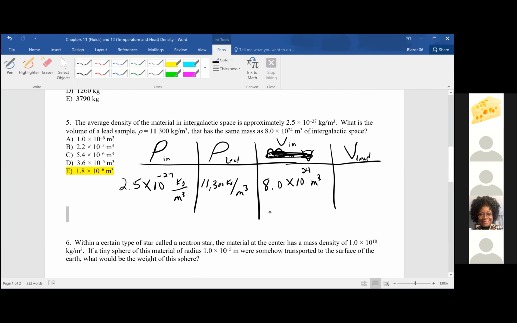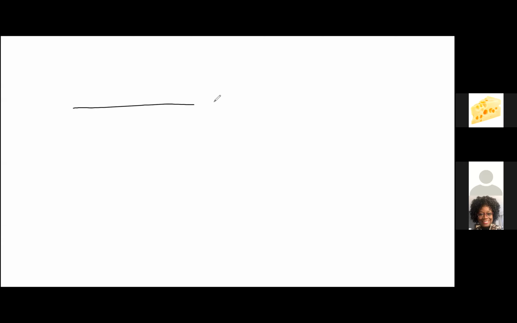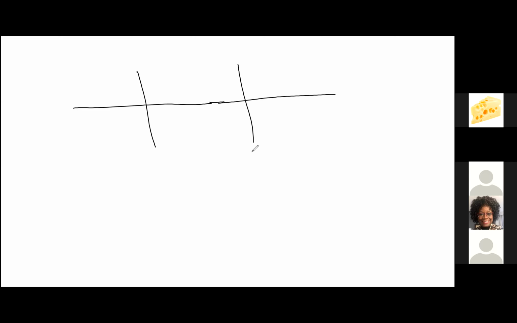Okay, let me go to my whiteboard and see what happens. Hold on. New share. Okay. All right, now I finally got my screen to work. What do you all see now? Do you all see the whiteboard? Yes, we see it. Okay.